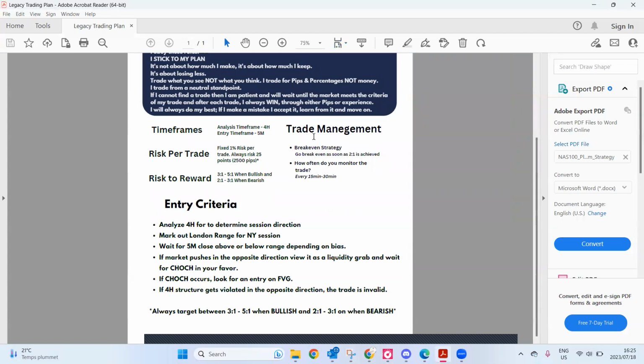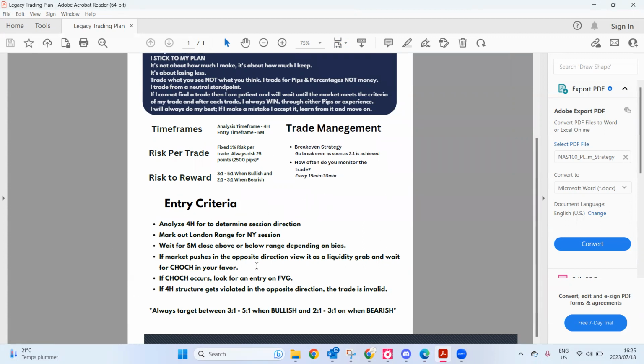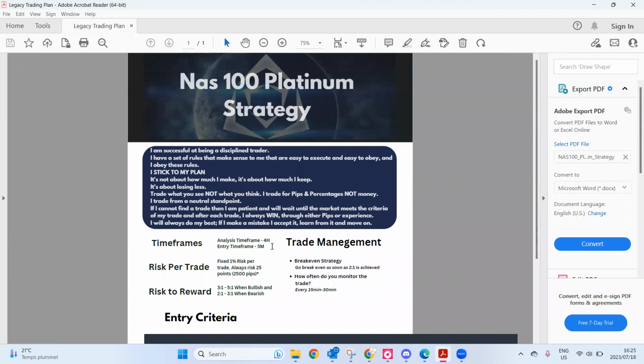It shows you trade management. So you can fiddle with this. You can decide what you want to use for trade management. But I'm just using, go even at break even 2 to 1, and yeah, risk per trade always the same, or not always the same percentage, but always the same 25 points. Okay, that's important. And yeah, the time frames, everything in the entry criteria, that's all you need to know, guys.